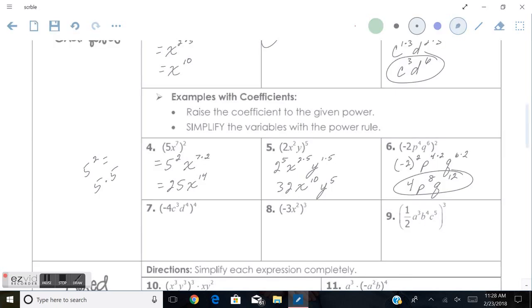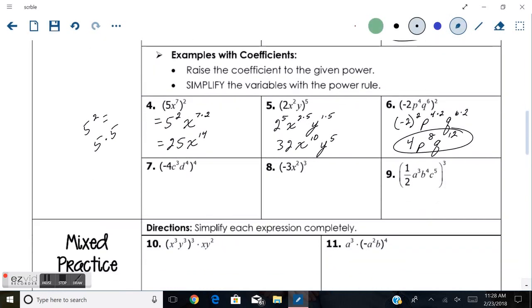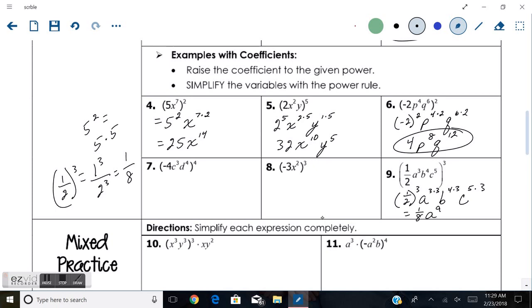All right, number 9. Same thing, I'm going to do 1/2 to the 3rd power, a to the 3 times 3, b to the 4 times 3, c to the 5 times 3. 1/2 to the 3rd is the same as 1 to the 3rd over 2 to the 3rd, which is 1/8. A to the 9th, b to the 12th, c to the 15th. I'm going to rewrite my 9 here.